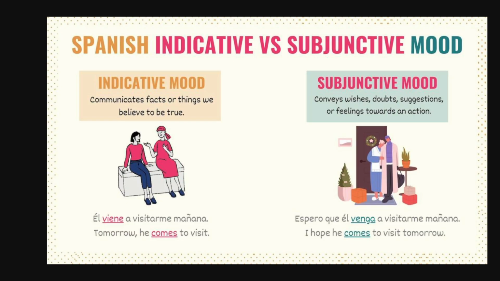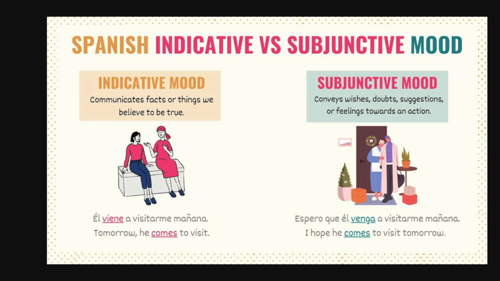All right. Next, let's take a look at the context in which you would use the indicative mood versus the subjunctive mood. Now, the indicative mood you already know about. The indicative mood, I hope you've noticed, is used to communicate facts or things we believe to be true with certainty. The example down here is, Él viene a visitarme mañana. Tomorrow, he comes to visit me. That expresses a fact and certainty. Yes, he'll be here tomorrow to visit me. Okay, there's no ambiguity there, no vagueness there.